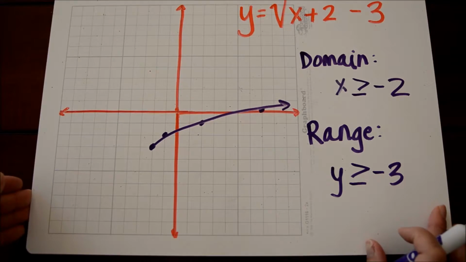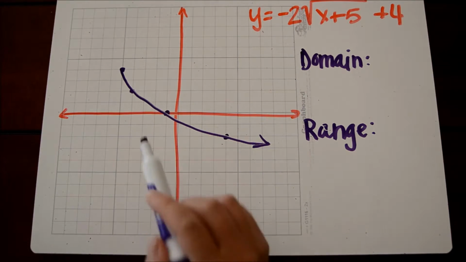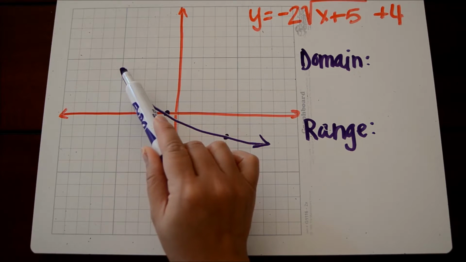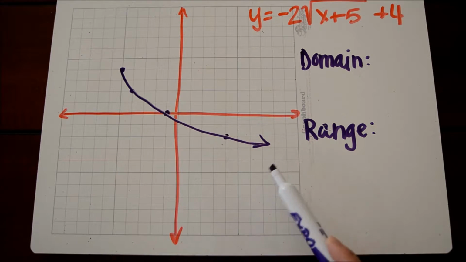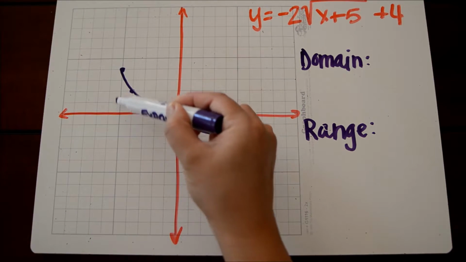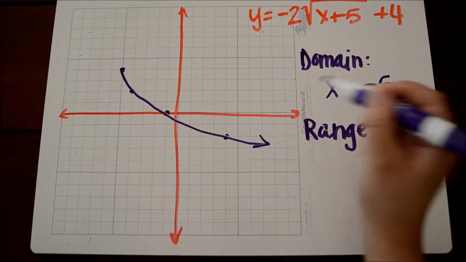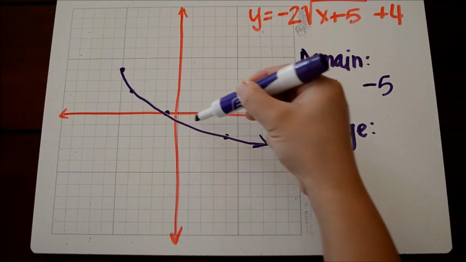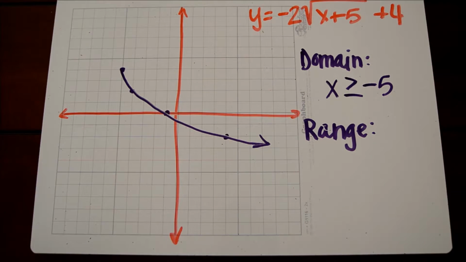Let's take a look at our second example. Here we have a graph that's been reflected, so it looks a little different. We still have an endpoint here, and that's going to tell us our boundaries as far as x values and y values. So for domain, we could see that the boundary is at negative 5. And since it's everything to the right of negative 5, it's everything greater than or equal to negative 5.